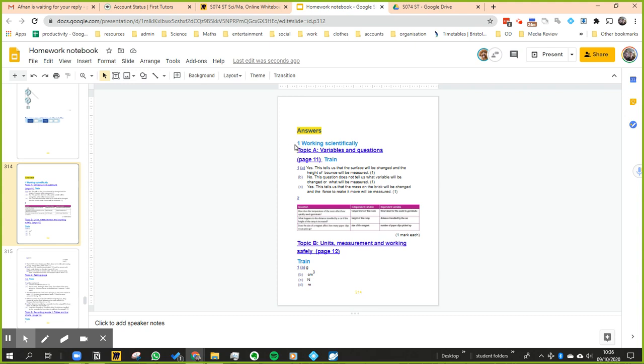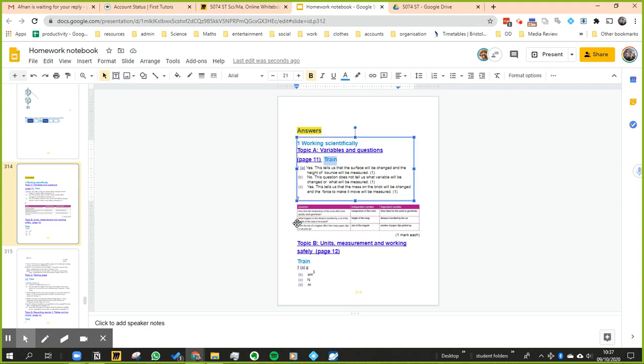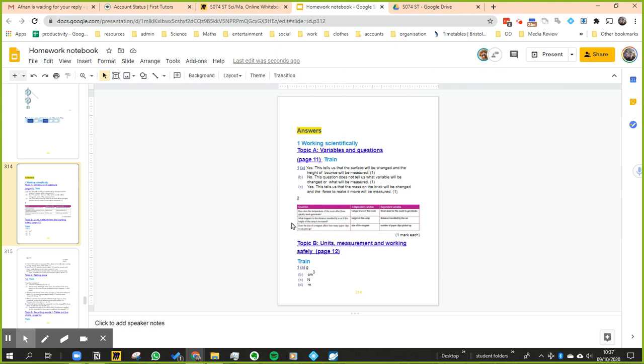And the first thing we need to know is how do we navigate? How do we find what we're looking for? So it tells you that topic A is called variables and questions, and it's on page 11. And this word train in this book simply means questions, really. I don't really know why they've used that word. So these are the answers.